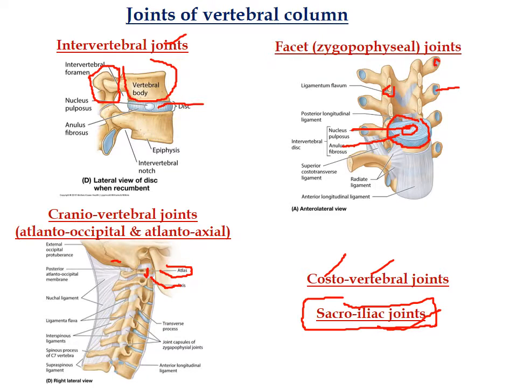So these are the joints of the vertebral column. Quickly I summarize. Between the bodies of the vertebrae, intervertebral joints. Between the facets we have facet joints, which permit gliding movements. And craniovertebral joints: atlanto-occipital between the occipital bone and atlas, and atlantoaxial between atlas and axis. Then the costovertebral and costotransverse joints, and the sacroiliac joint. These are all the joints of the vertebral column.